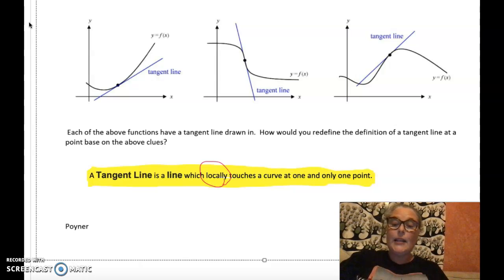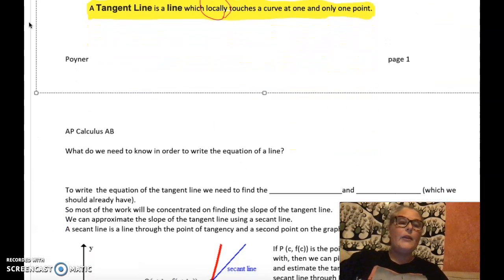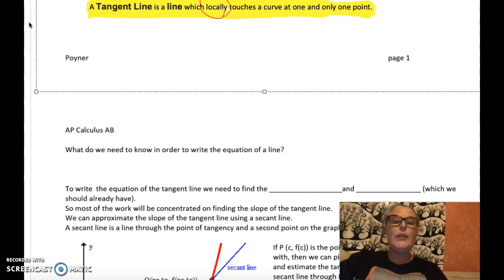It could intersect in other places on the curve, but just in the local area around the point of tangency is what we're concerned about. So what are some of the things we need to write the equation of that line? Because the tangent line becomes super important, especially in calculus. Almost half of the year revolves around the slope of the tangent line and things like that.